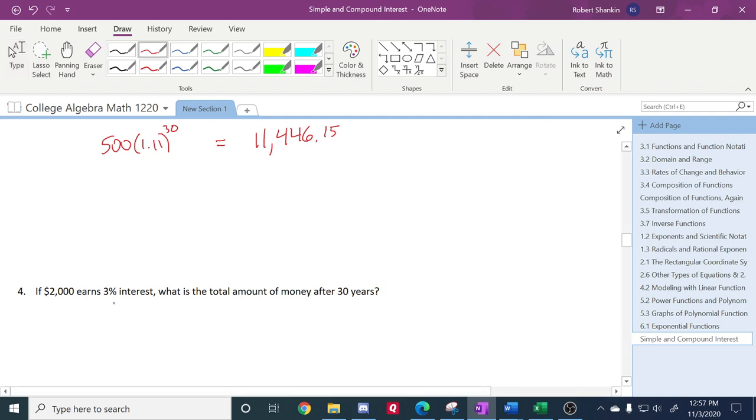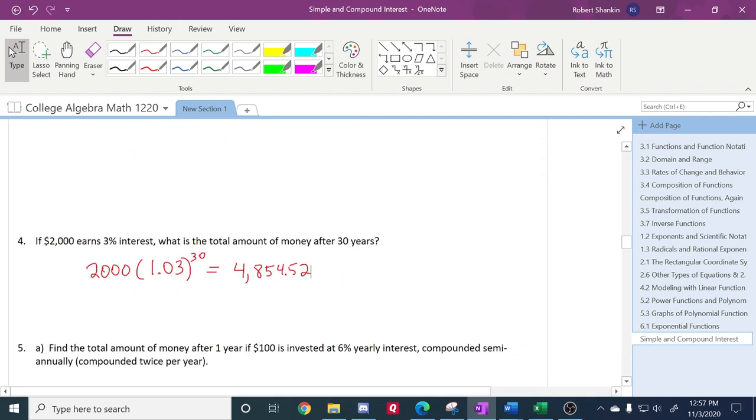Okay, I'm going to give the answer here. $2,000 earns 3% interest. Raise to the 30th power. Do it 30 times. And this turns out, when you punch it in your calculator, okay.